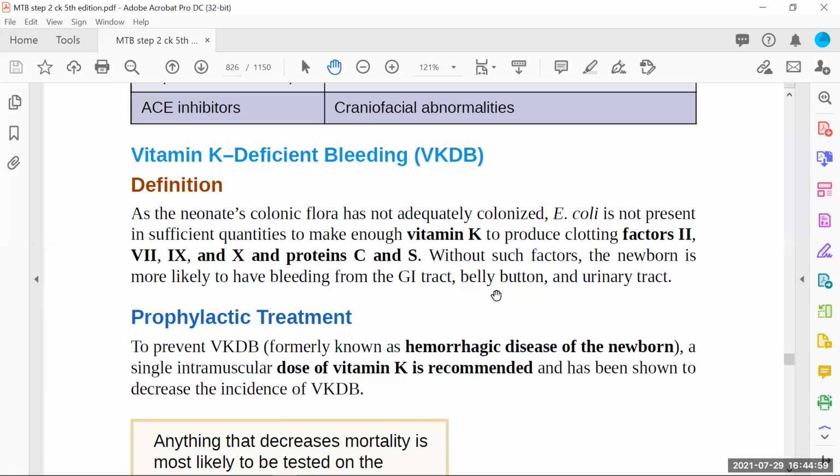Without such factor, the newborn is more likely to have bleeding from the GI, belly button, urinary tract. So think about every possible thing from where the blood can come out. So urinary tract, in fact, rectal bleeding, belly button bleeding. Why belly button? Because that is more prone towards bleeding.